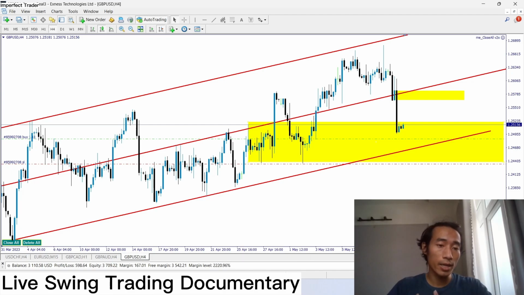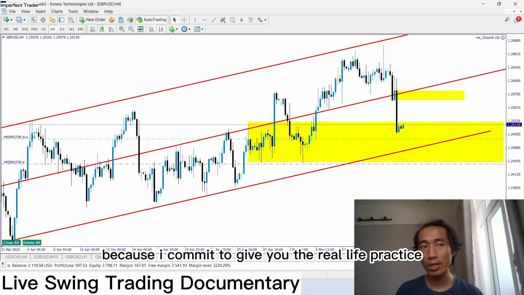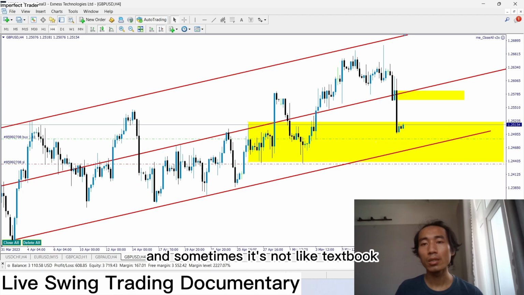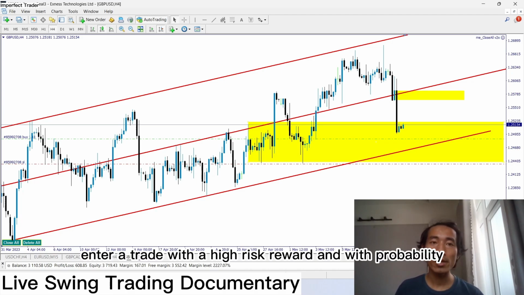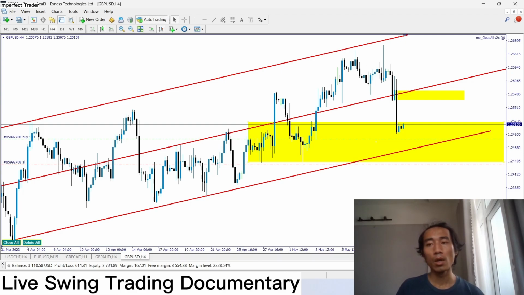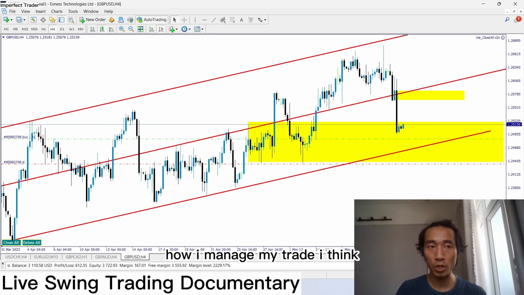So I hope that you can understand it, because I commit to giving you real-life practice on a real account, on a real trade, in real market conditions. And sometimes it's not like the textbook. It's not like a trade with a high risk reward and with probability we're gonna make it to the other side. I believe there's so much more, and what's more important to me is my state of mind, how I manage my trade.